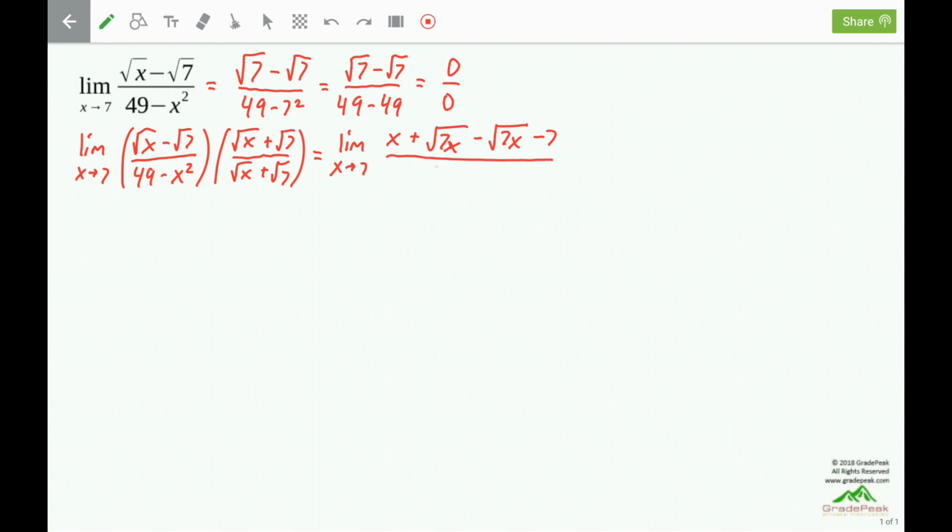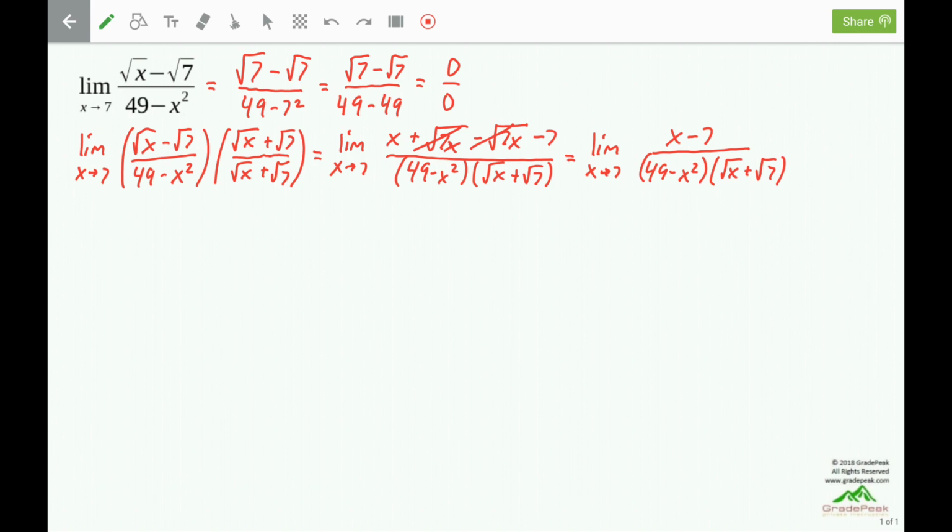All this over 49 minus x squared. Multiplying with root x plus root 7, we will not FOIL these out since these are non-conjugates. In the numerator, the outside and inside from the conjugate will cancel each other like they always should. We're left with limit as x goes to 7 of x minus 7 over 49 minus x squared times the square root of x plus the square root of 7.